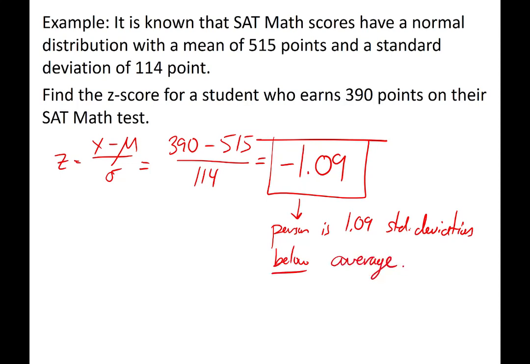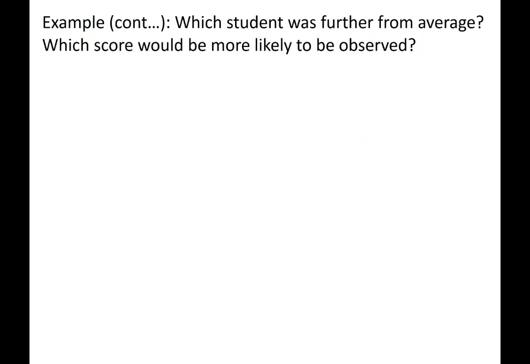First person was above average, slightly. Not quite one standard deviation above average. This person is actually more than one standard deviation below average. So of those two, which one of those students was further from average, and which one of them do you think would be more likely to be observed if you just randomly selected a student?